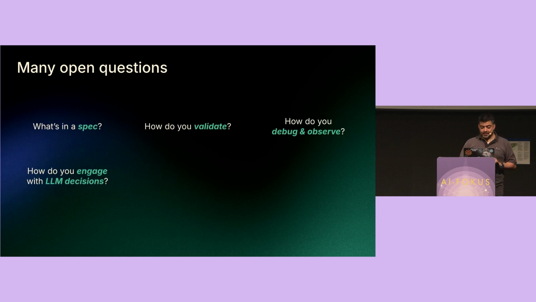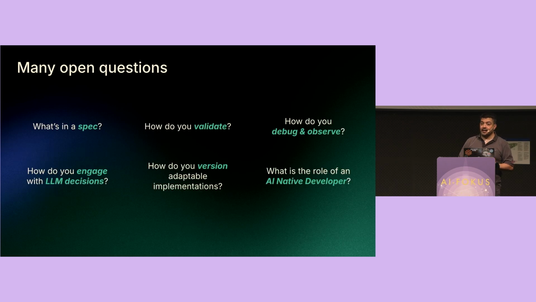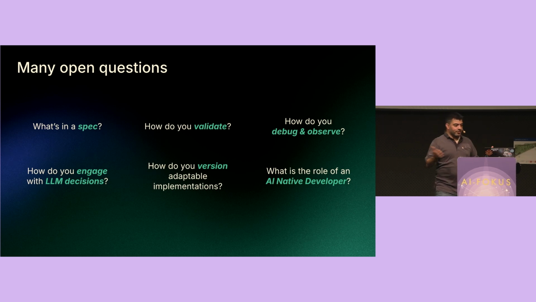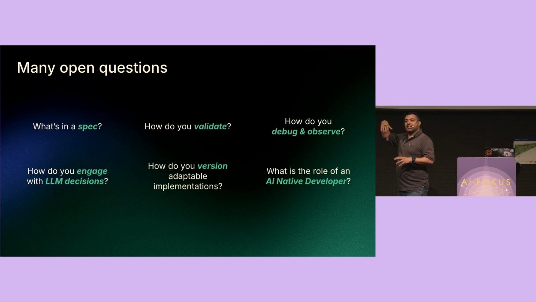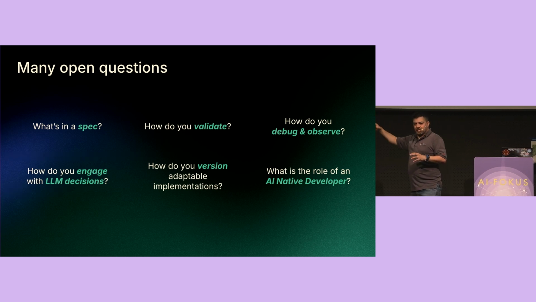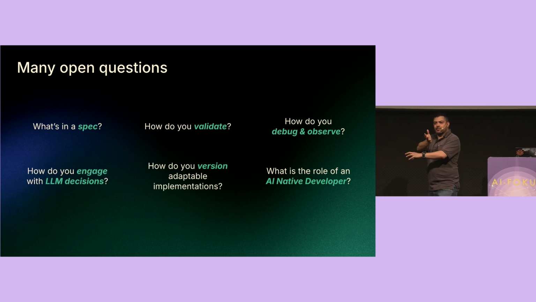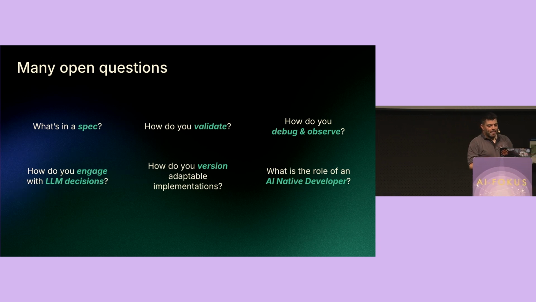There are a ton of open questions that we're looking at that we don't know the answers to, that we're trying to work out with the community. What's a spec? How do we validate all of those things? How do we actually observe and debug? How do we actually make a change to an LLM decision? How do we say, well, actually, this is interesting that you've done this, but I would prefer that. Do we push that up to the specification? Is there a shadow spec? Do we do that in context? There are different ways in which we can do that.